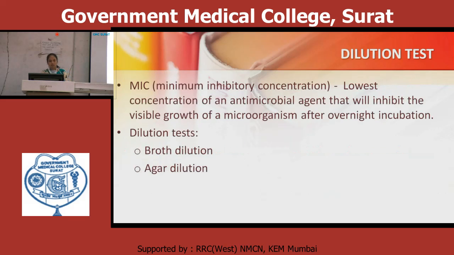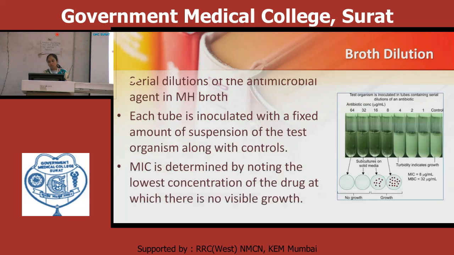Now dilution test. MIC, minimum inhibitory concentration, is the lowest concentration of antimicrobial agent that will inhibit the visible growth of microorganism after overnight incubation. These are the broth dilution method and agar dilution method. As in the figure, the test organism is inoculated in tubes containing serial dilution of an antibiotic, that is 64, 32, 16, 8, 4, 2, 1 and control.